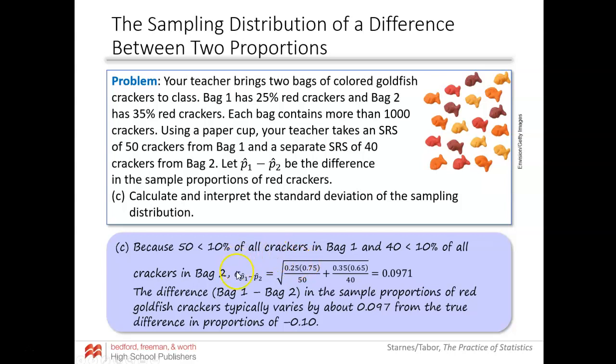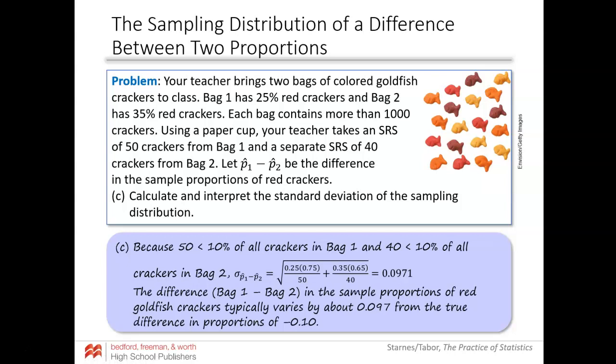10% rule, check. That means we can use this weird formula where we take bag 1's variance, kind of. I keep saying variance. It's a portion of the variance, isn't it? Abruzzo, you're doing a bad job with words today. And then same thing with bag 2. We add them together before we square root. And we find a standard deviation for the difference in sample proportions to be 0.0971.